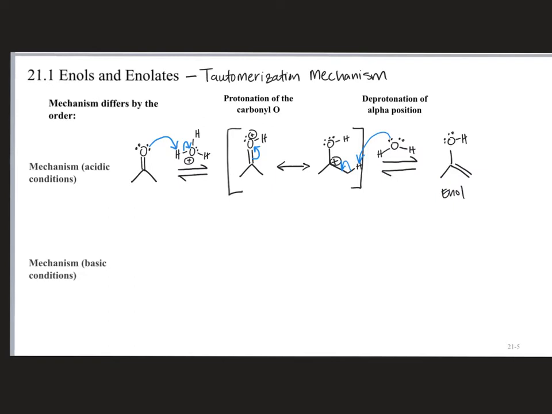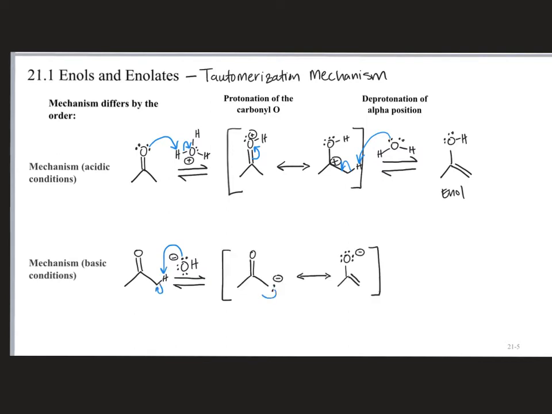The base catalyzed tautomerization mechanism has the same steps except in the opposite order. The base will first deprotonate the alpha position, forming a resonance stabilized anion, followed by the protonation of the carbonyl oxygen to form the enol.